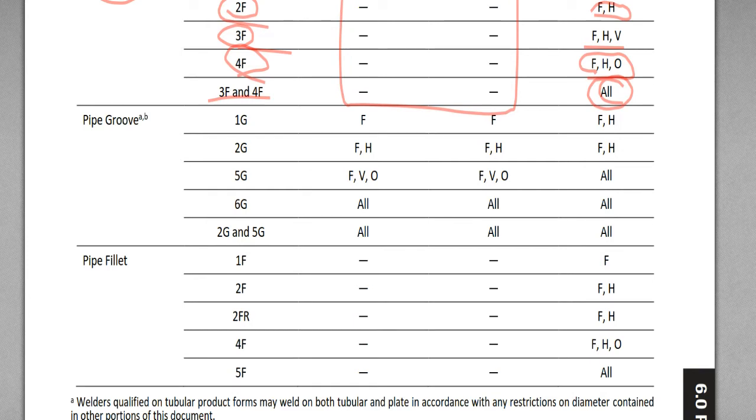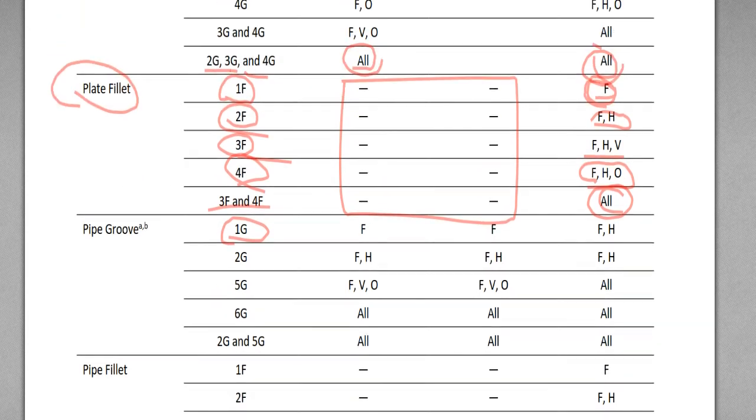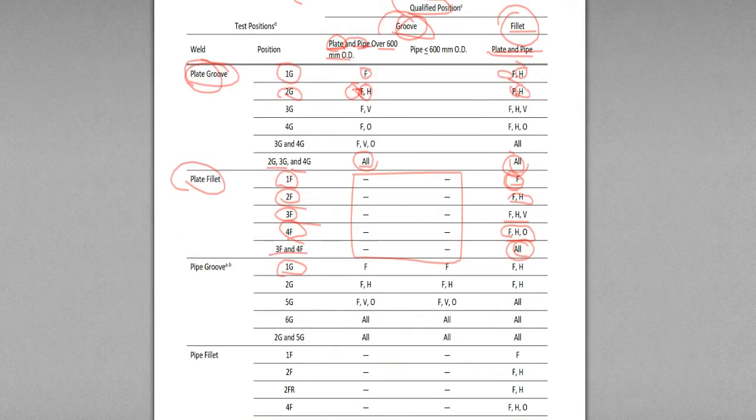If you used 1G in the production, the PQ, procedure qualification test, then you are qualified for groove weld, flat, and fillet weld, flat and horizontal. If you use 2G for pipe groove weld, you are qualified for groove weld flat and horizontal, and fillet weld, flat and horizontal. The difference between these two is outside diameter.